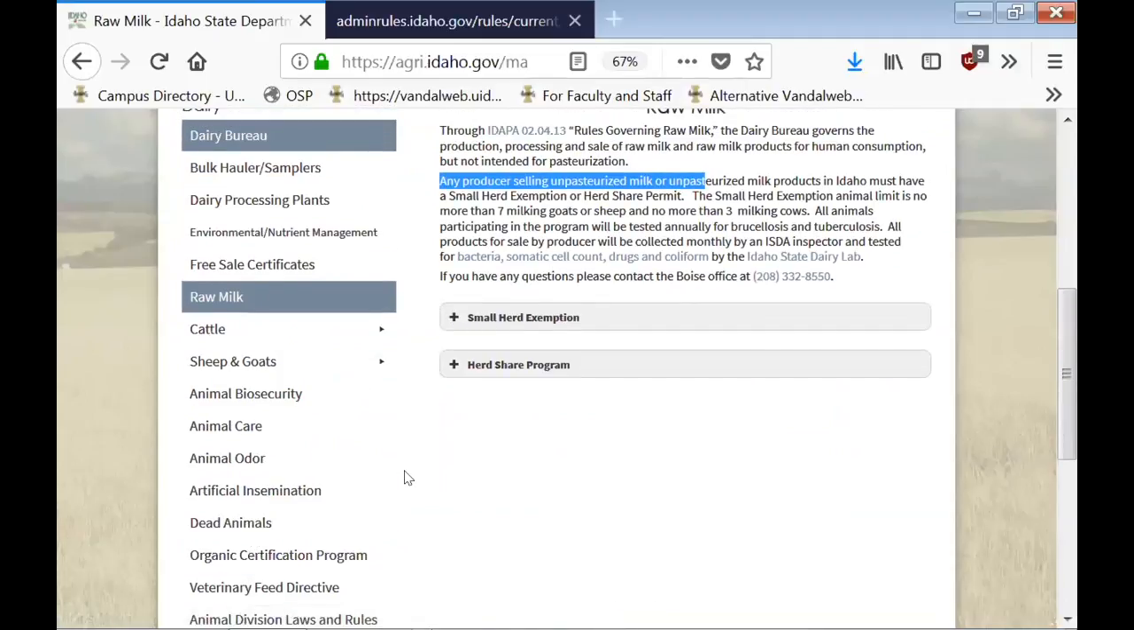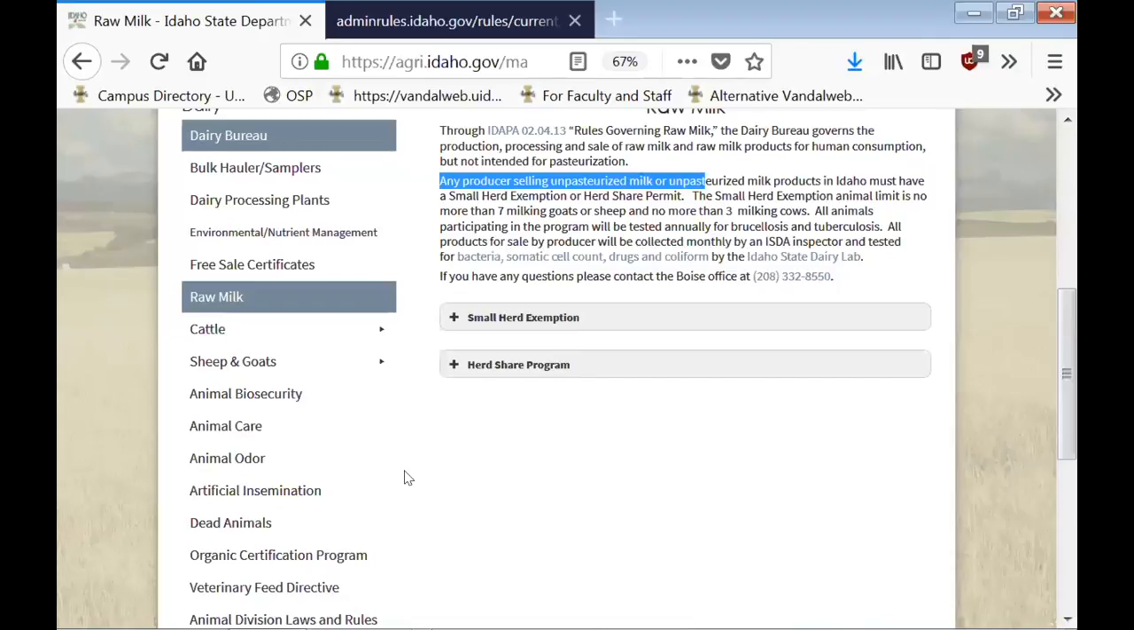Since I can't click on them, I'll just tell you a little bit about them. The short story on the small herd exemption is that you can have 3 lactating cows or 7 lactating sheep if you want to legally sell or provide raw milk for human consumption for other than your immediate household or non-paying guests. All right, that was a mouthful, but all of those words are meaningful because they affect the number of cows you can have or the number of goats you can have, and who you provide raw milk to.